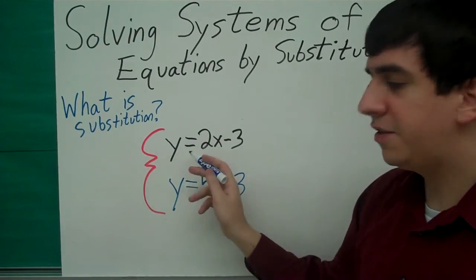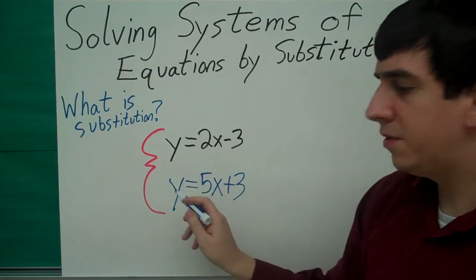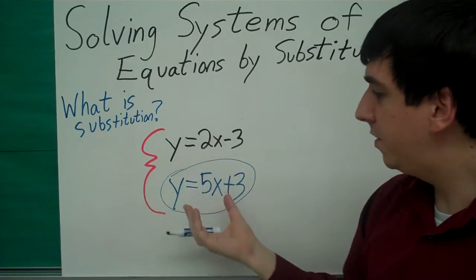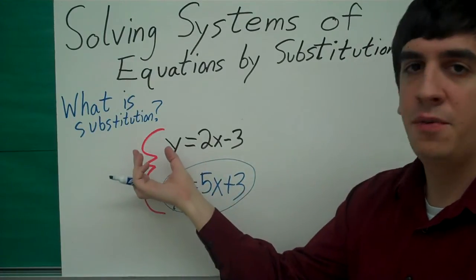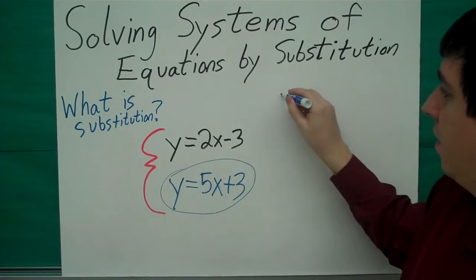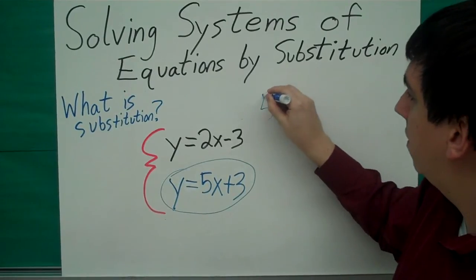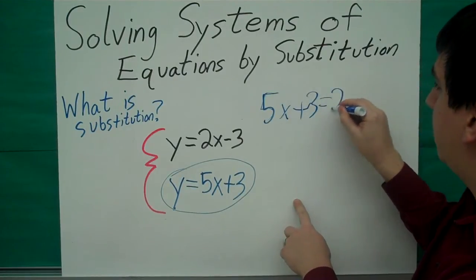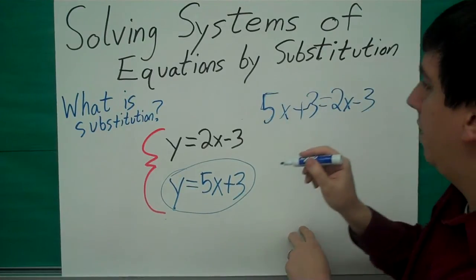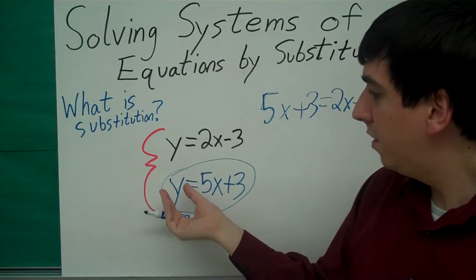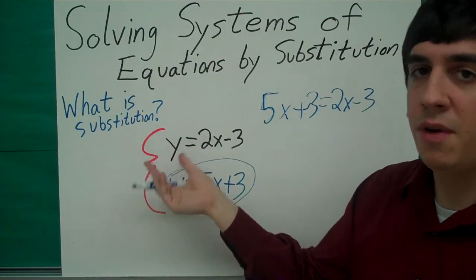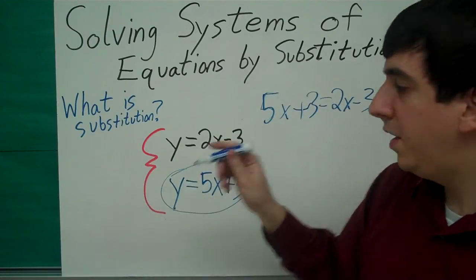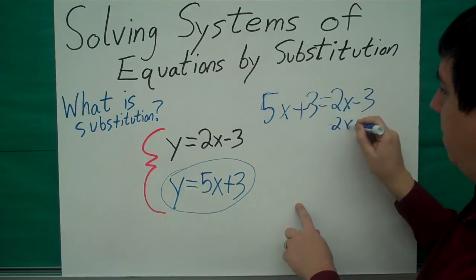Each of these equations is solved for y. So I'm going to choose to use the second equation, y equals 5x plus 3, and I'm going to substitute 5x plus 3 in for y in the first equation. So we have 5x plus 3 equals 2x minus 3. The reason I can do that is y equals that, and y is right here, so I can just substitute that right in. Then we need to solve this, so I need to move my x's to one side.